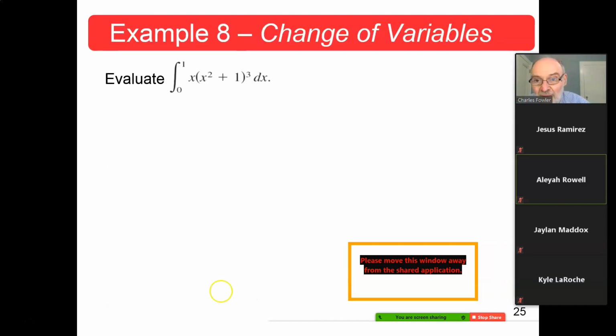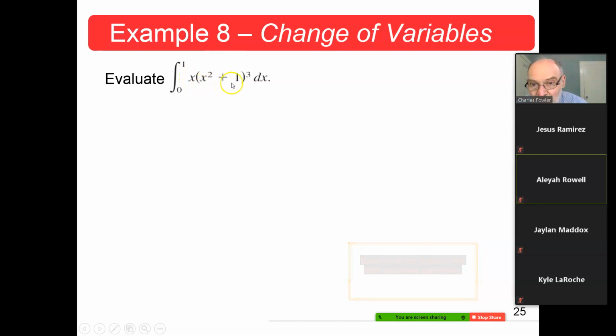Okay, so let's do one. All right. We're going to evaluate the integral from 0 to 1 of x times (x squared plus 1) cubed dx.